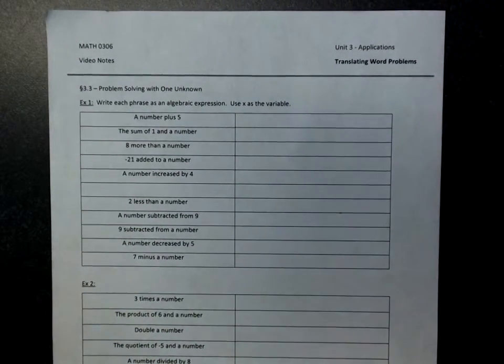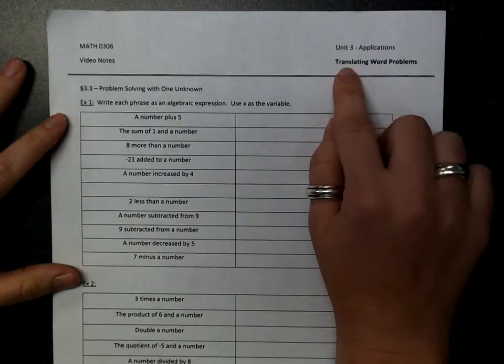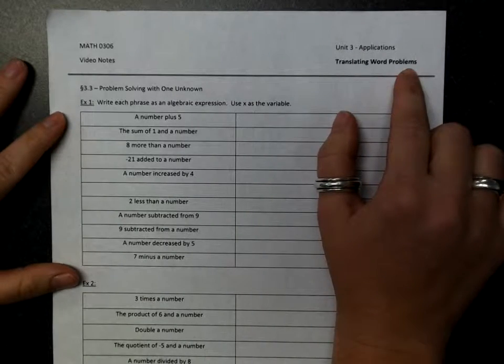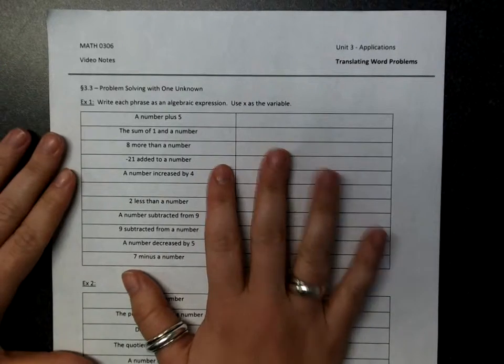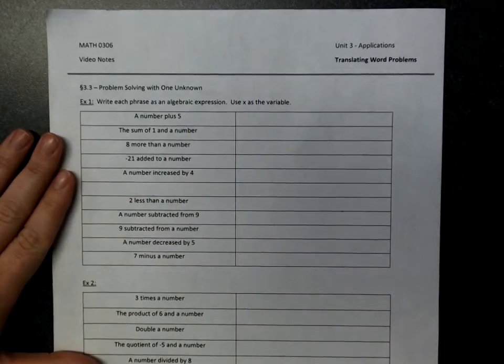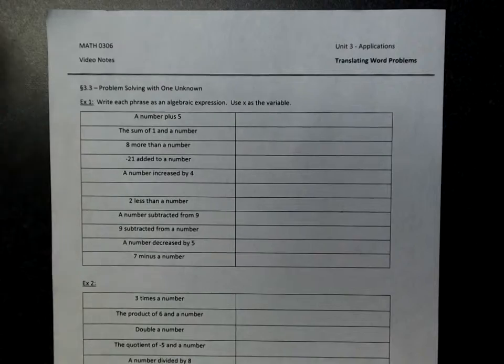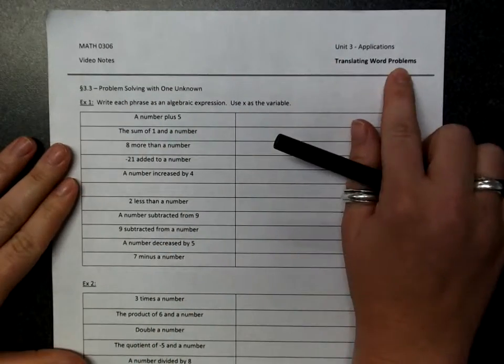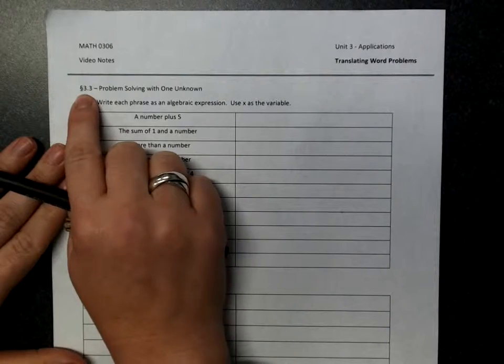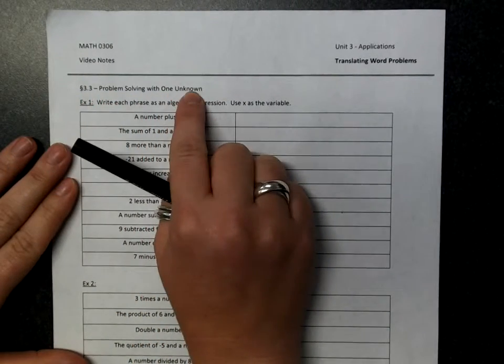All right, this next section is on translating word problems. This is always students' least favorite thing to do, but if you can really focus and work one problem at a time, they're really not that bad. So the first section for translating word problems is section 3.3 in your textbook on problem solving with one unknown.